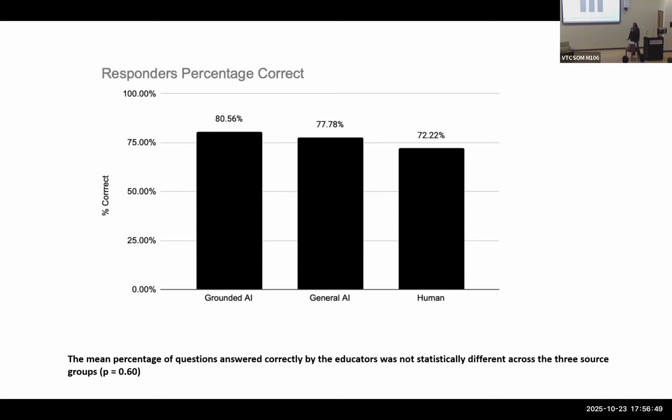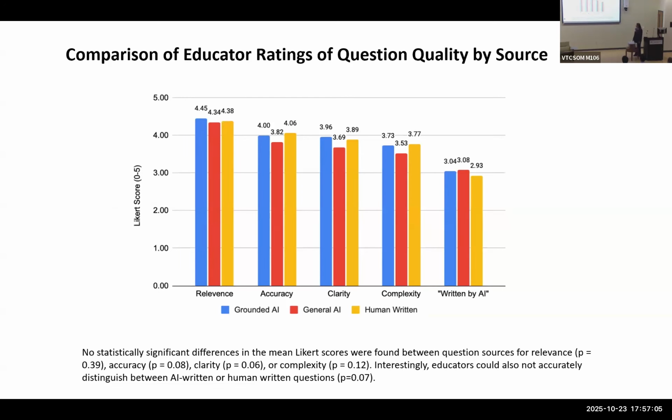Interestingly, our respondents got the most questions right written by AI as opposed to their human colleagues, which is interesting. However, with the p-value, this wasn't statistically significant. And then looking at the ratings, we were very surprised to find really no statistically significant difference across the categories. People ranked the relevance, accuracy, clarity, and complexity pretty similarly, regardless of what model was used to create questions.